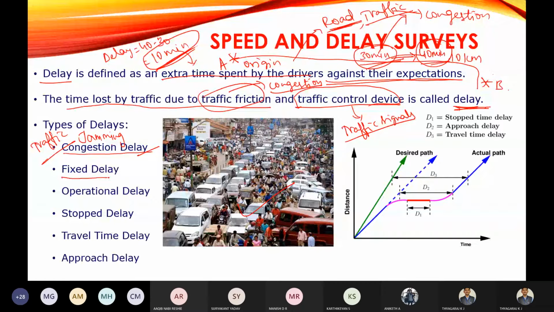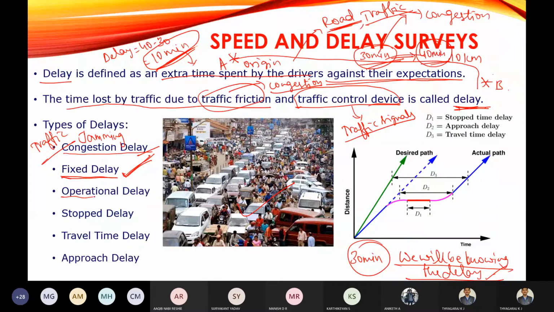Next one is fixed delay. For fixed delay, we will be expecting a time of 30 minutes, but we will know the delay beforehand. That type of delay we are going to call a fixed delay. You can expect this fixed delay whenever road construction or road blockage is there. Why? Because we will be knowing the delay prior only. So that type of delay we are going to call a fixed delay.